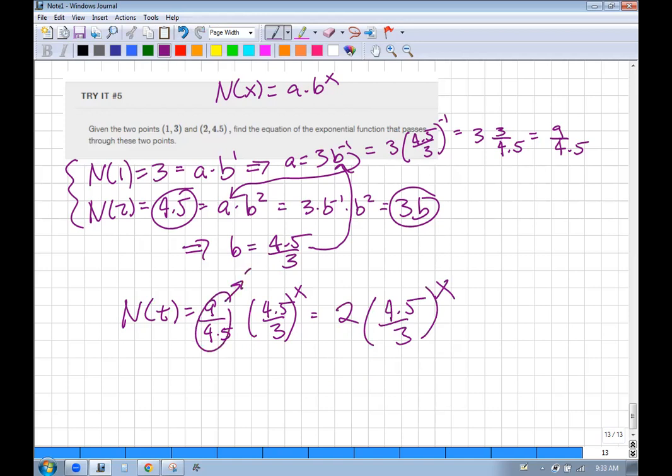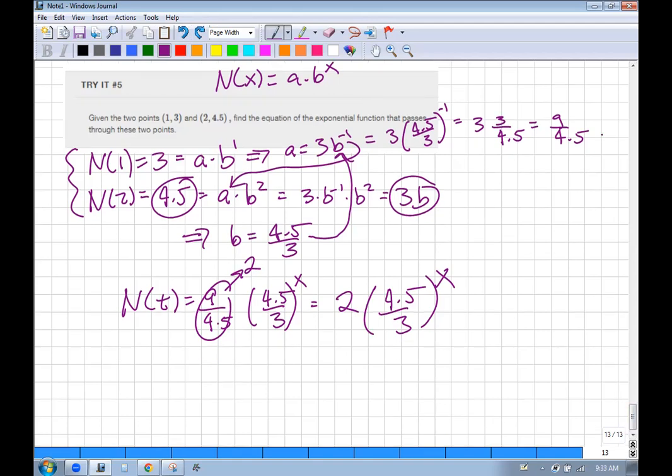This is 2. The obvious that I wasn't recognizing. I was trying to meld this into here and adjust the x, right? Well, you don't have to do that. It's a lot better. 2 times 4.5 over 3 to the x power. And A is 2. Okay.